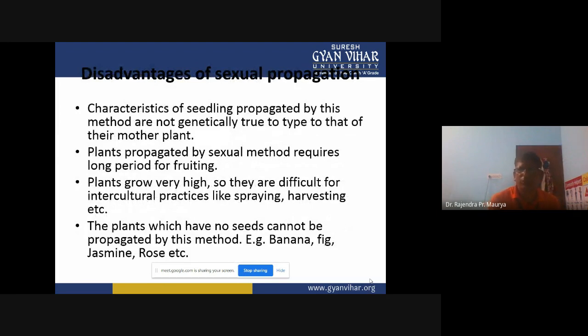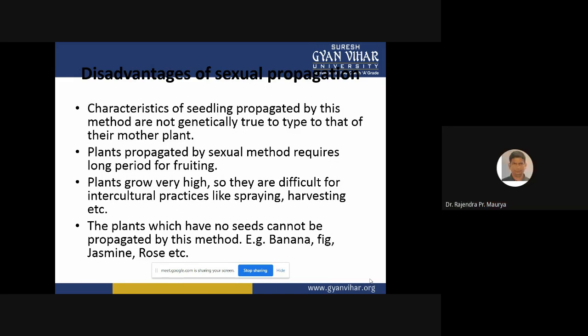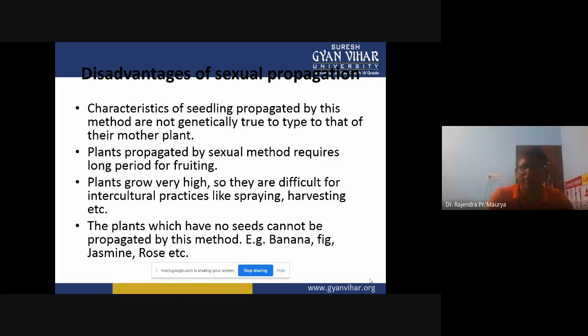Disadvantages of sexual propagation. The characteristics of seedlings propagated by this method are not genetically true to type of their mother plants. Sexually propagated plants are not genetically true, so they never produce exactly similar fruits and flowers like the mother plants.